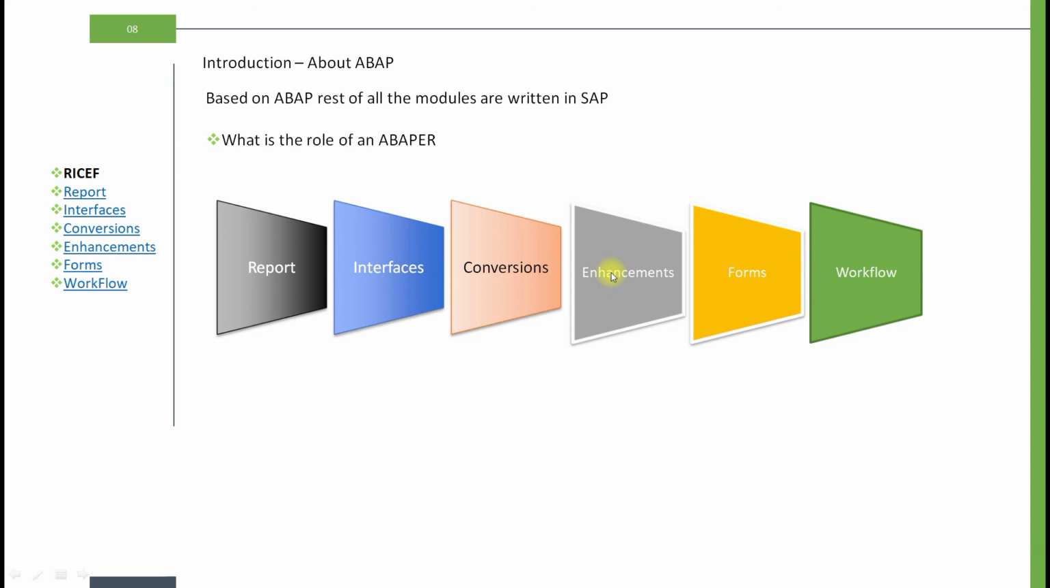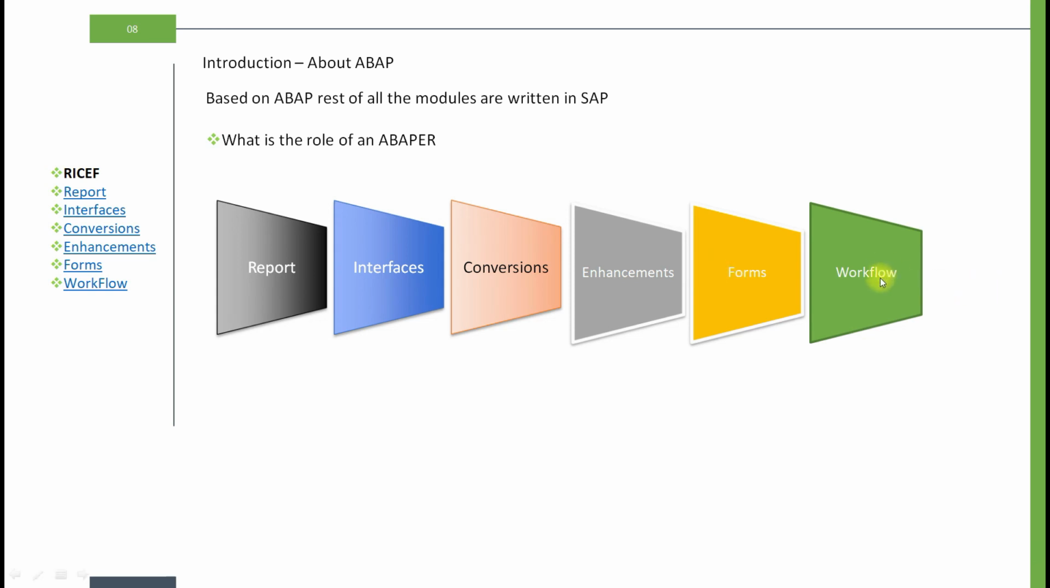Enhancements, as the name suggests, are used when we have an SAP system and we want some of the functionality to be enhanced. In those places we use enhancements. Coming to forms, whenever we go to a supermarket, we get an invoice. Forms are nothing but an invoice in a PDF format, which will be printed and given to the customer.